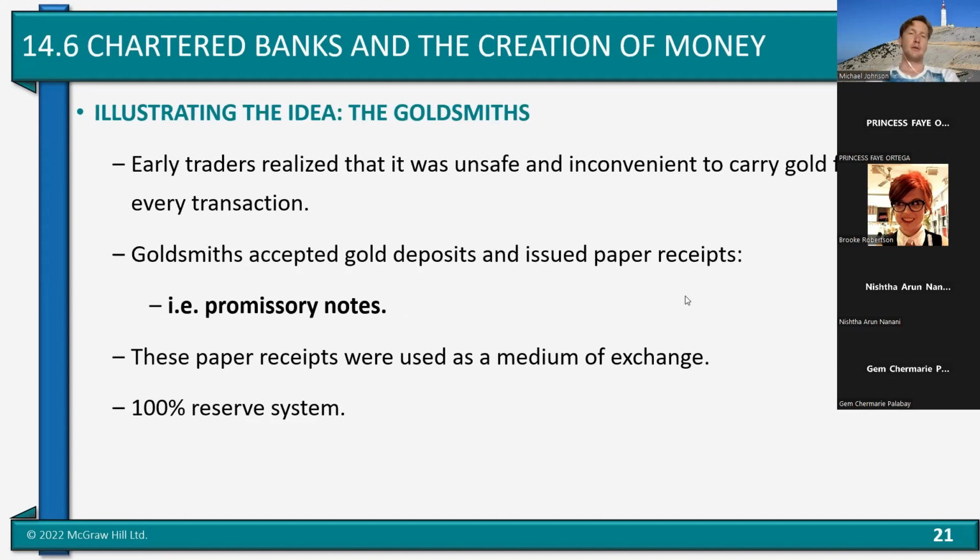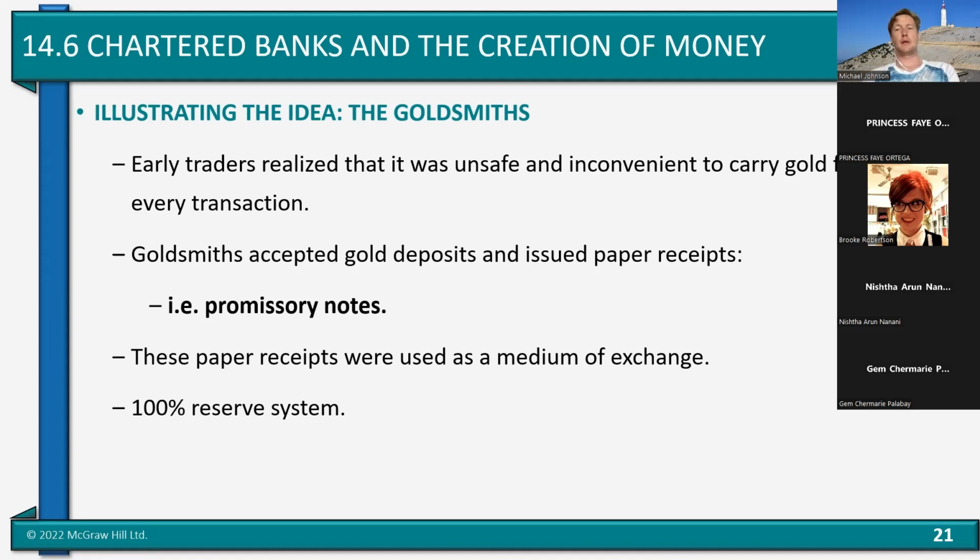So, illustrating the idea of the goldsmith. Early traders realized that it was unsafe and inconvenient to carry gold for every transaction. Goldsmiths accepted gold deposits and issued paper receipts, i.e. promissory notes. These paper receipts were used as a medium of exchange, a 100% reserve system. So they started using paper receipts in place of gold for paying for things.